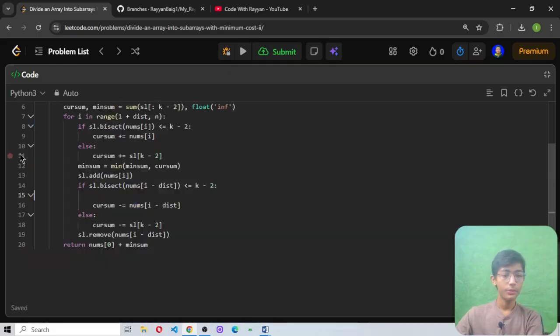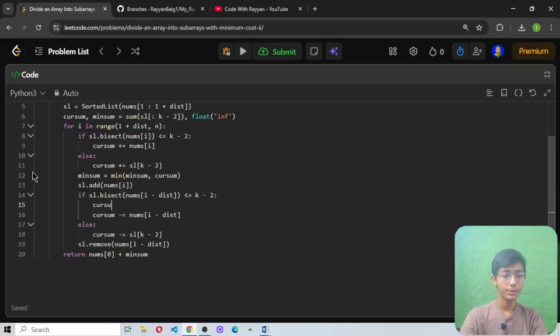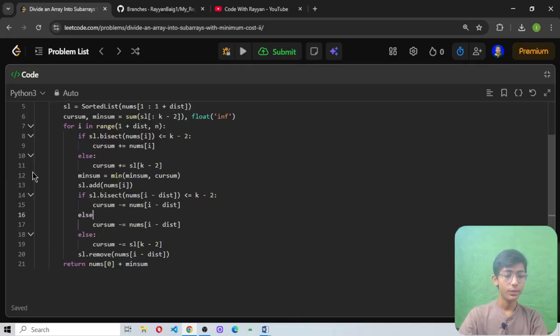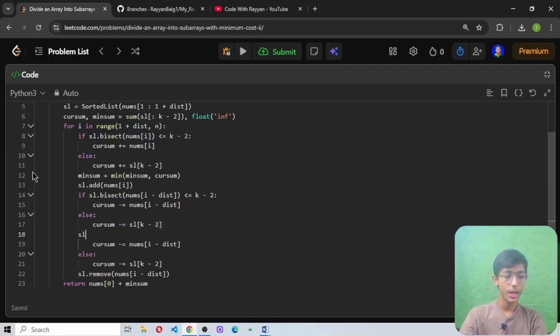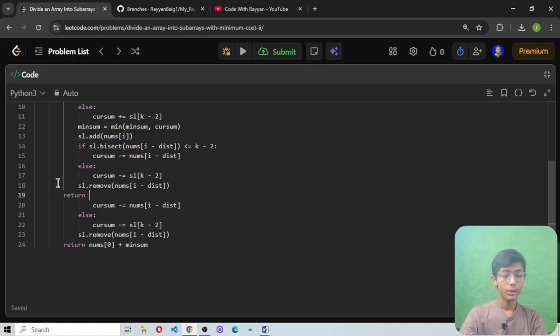Perfect. And now when we have written all the code, we write here curSum minus equals nums[i minus dist], else curSum minus equals sl[k minus 2], and then sl.remove(nums[i minus dist]). Perfect. And then we define here return nums[0] plus minSum. Perfect. So we have read over all the code.